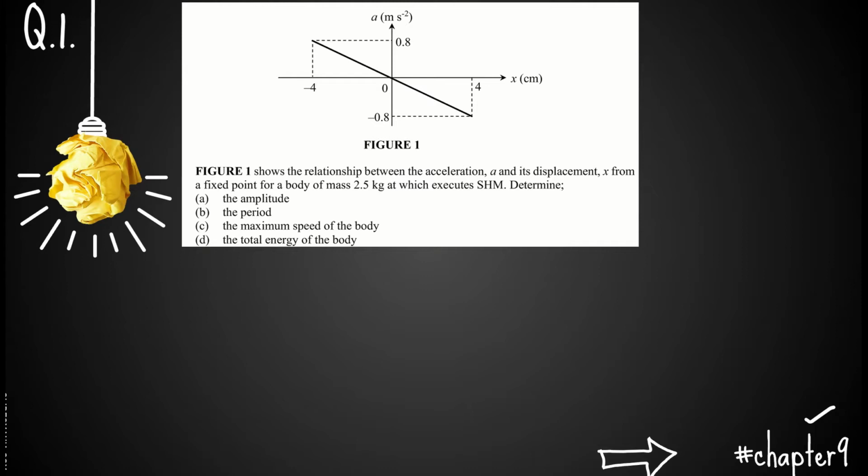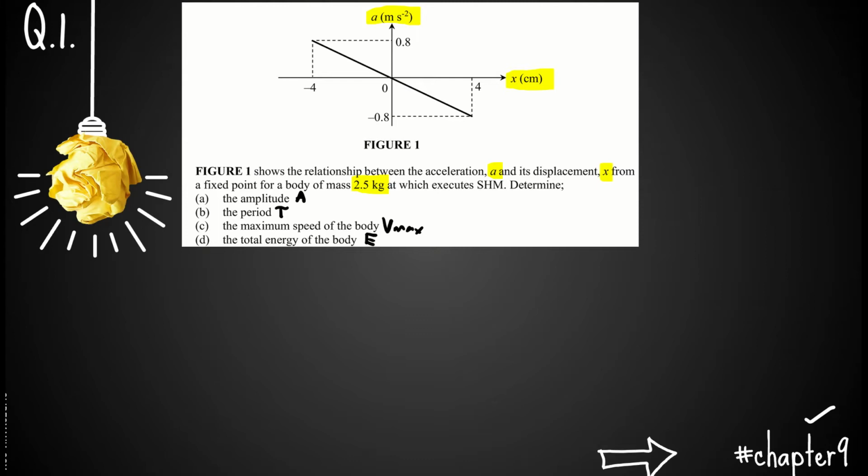We have a Figure 1 with the graph of acceleration against displacement. Figure 1 shows the relationship between the acceleration and its displacement from a fixed point for a body of mass 2.5 kilogram executing simple harmonic motion. Determine the amplitude, the period, big T, the maximum speed, Vmax, and also the total energy of the body.